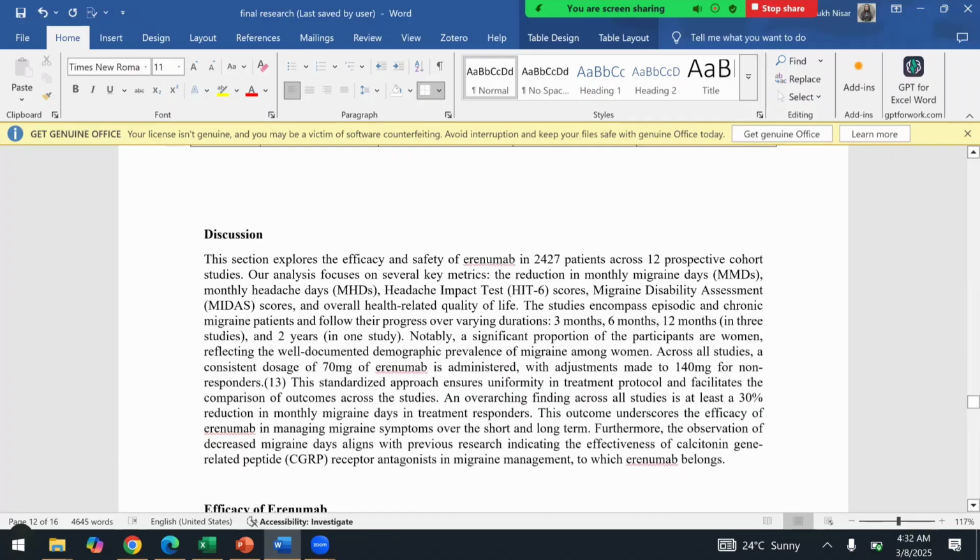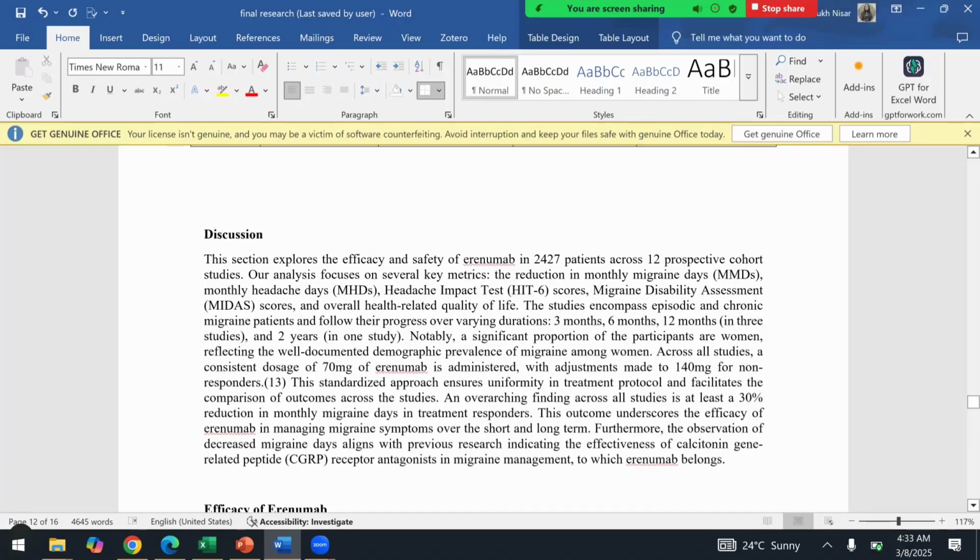This is the outcomes. For example, reduction in monthly migraine days, monthly headache days, headache impact test score, migraine disability assessment score, and overall quality of life. So these are the outcomes you are studying. And this study encompasses episodic and chronic migraine patients and follows their progress over varying durations. A few studies are over 3 months, 6 months, 12 months, and 2 years. These are the study characteristics in a paragraph. And a significant proportion of participants are women, reflecting the well-documented demographic prevalence of migraine among women.